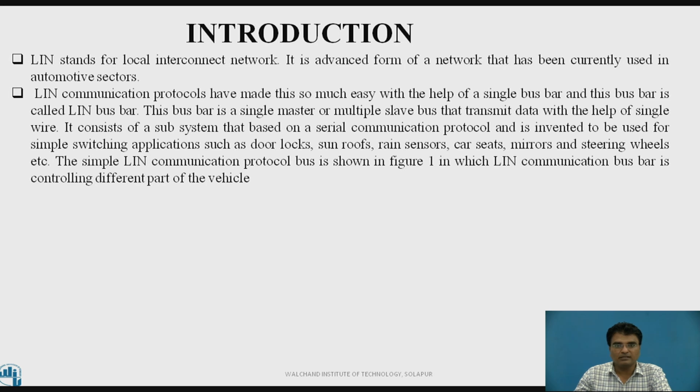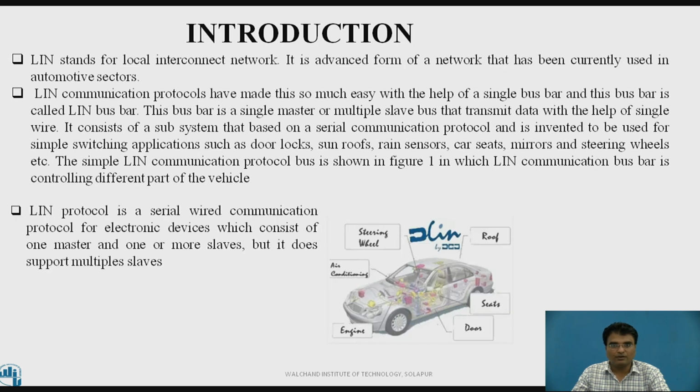This bus bar is a single master, multiple slave bus that transmits data with the help of a single wire. It consists of a subsystem based on the serial communications protocol and is invented to be used for simple switching applications such as door locks, sunroofs, rain sensors, car seats, mirrors and steering wheels, etc. The simple LIN communications protocol bus is shown in figure 1, in which the LIN communications bus bar is controlling different parts of the vehicle.